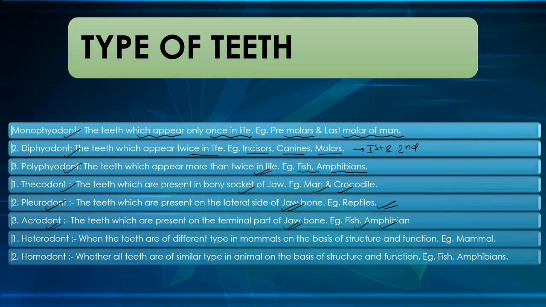Homodont means all the teeth are of a similar type on the basis of structure and function. Fish and amphibians are homodont, while mammals are heterodont. Acrodont is in fish and amphibians, pleurodont in reptiles, where teeth are on the lateral side of the jawbone.